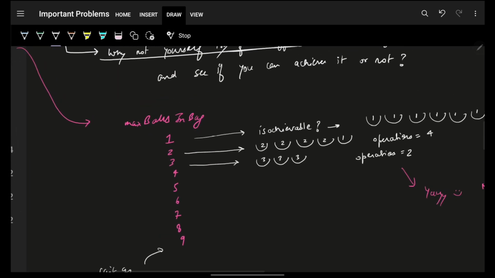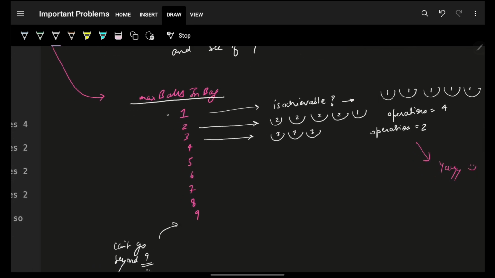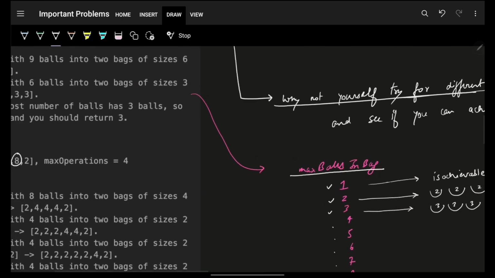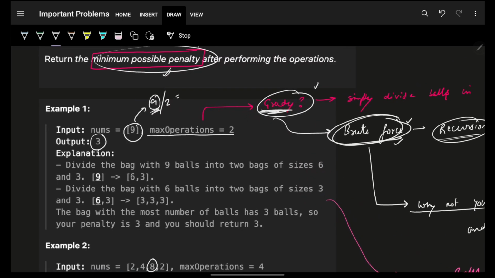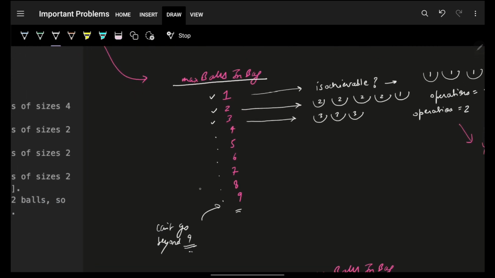So what all possibilities I could try for is, okay, let's try for the maximum possible balls in a bag as 1 or 2 or 3 or 4, 5, 6, 7, 8, 9. I cannot try for a value higher than 9. Why, you will ask? Because obviously I have only 9 balls. I can only divide the balls, which means I can only reduce this. And obviously I can achieve one ball.